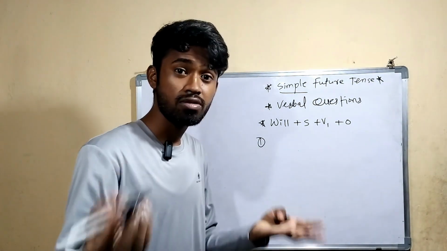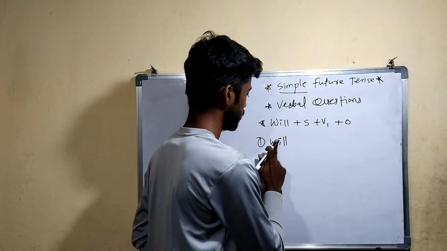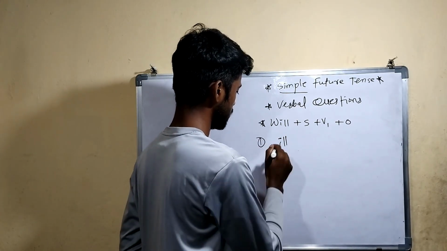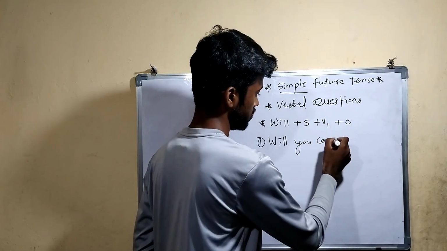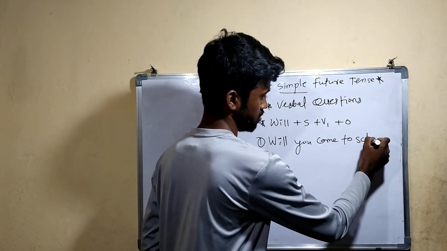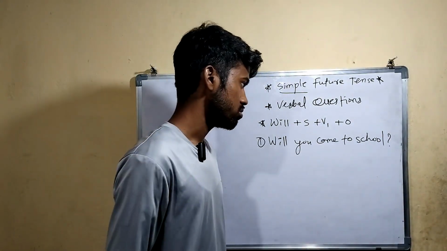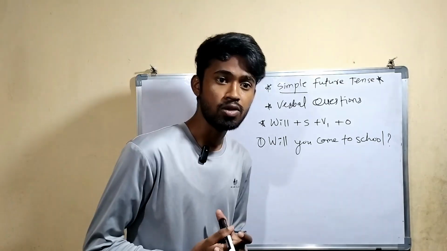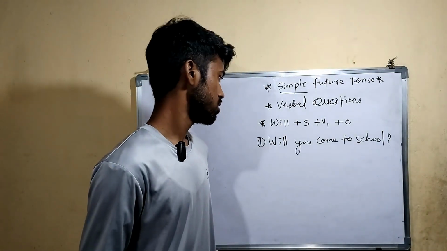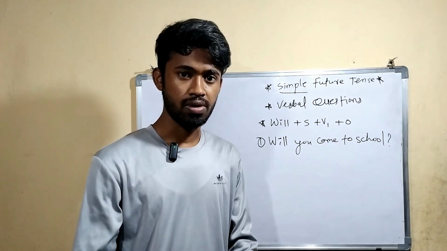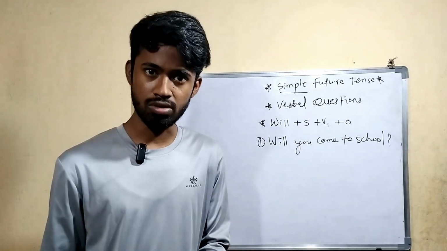First, will you come to school tomorrow? So the first letter should be capital, right? Will you come to school tomorrow? So I'm not writing tomorrow here. Will you come to school? So this is the verbal question, right? So you can give two answers, positive and negative. What can be the positive answer? Yes, I will come to school tomorrow. Negative answer, no, I will not come to school tomorrow.